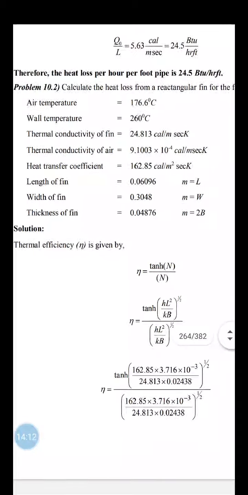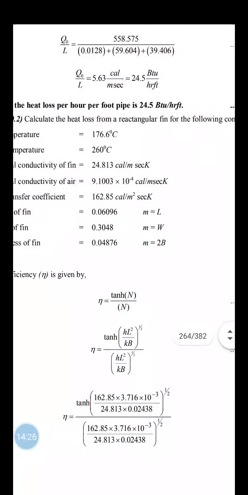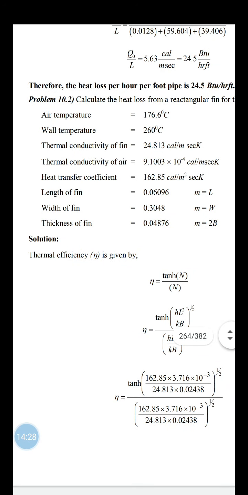So we will discuss the problem related to the rectangular fin, and then we will go for more problems. Problem 10.2. Calculate the heat loss from the rectangular fin for the following condition. Air temperature is given as 176.6 degrees Celsius. Wall temperature is 260. Thermal conductivity of the fin is given. Thermal conductivity of air, heat transfer coefficient, length, width and thickness. All the values are provided to you.